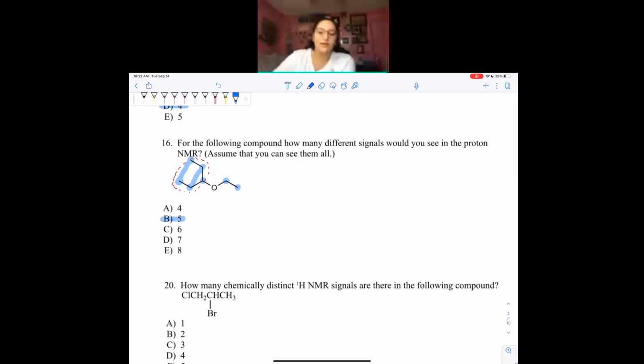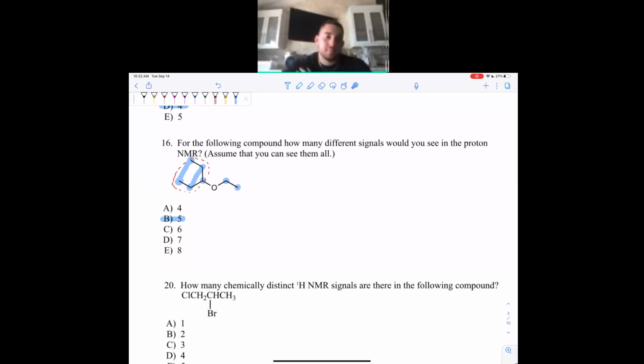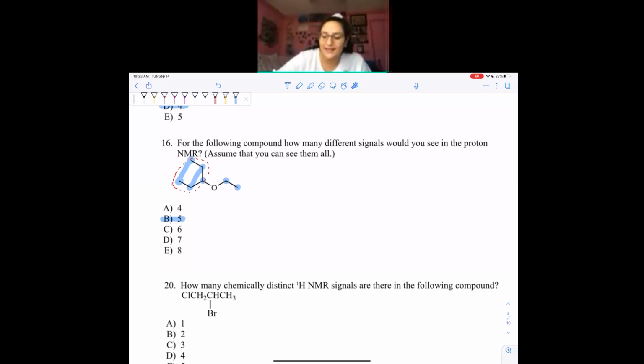Okay, so before we move on, what is this functional group? It is definitely a functional group. It's an ether. And the way I want you to remember that is an ether is an oxygen with a carbon group on either side of it.